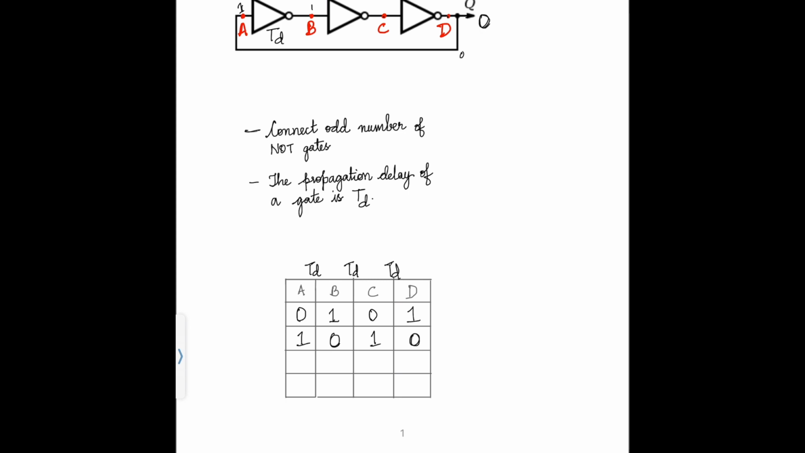And in this feedback loop, it gets 0. So again at point A, we have 0. After Td, we have 1 at point B. After Td, we have 0 at point C. And again after Td, we have 1 at point D. So the output is 1 again. And it continues. Let's complete the rest of the table. It is 1, 0, 1, 0. So if we give the input 1, we get the output 0. If we give the input 0, we get the output 1.